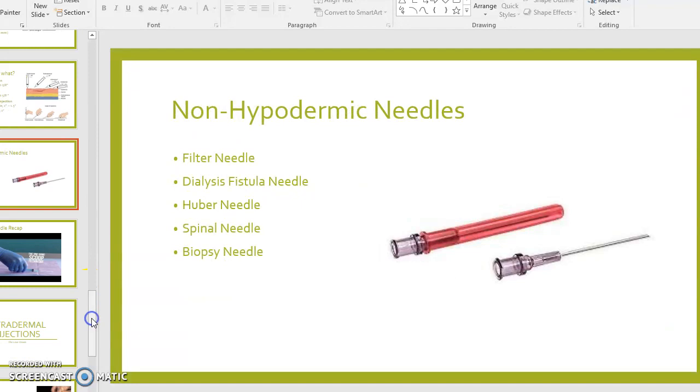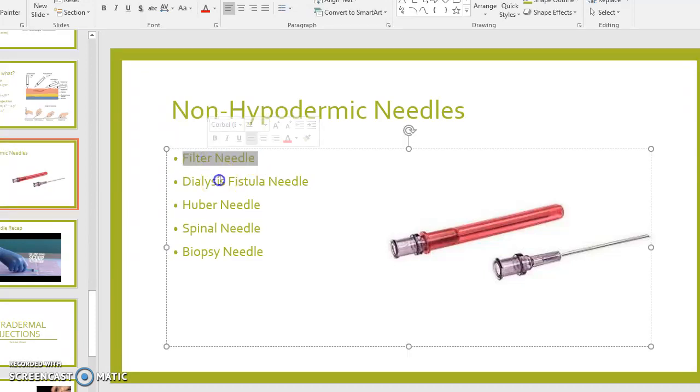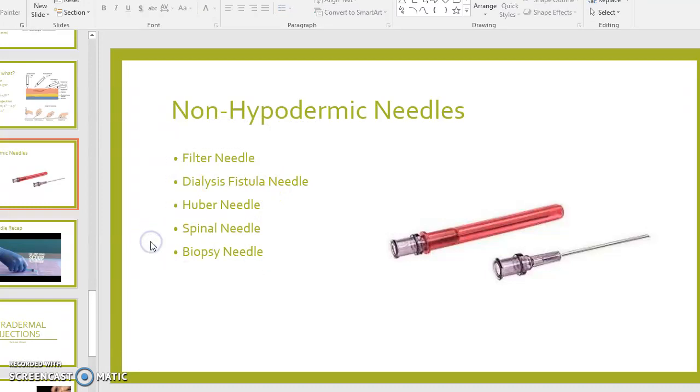Also, just so you're aware, there are different types of needles, and this is why you have to know that you're using a hypodermic needle whenever you're giving an injection. Well, how do I know the difference? You gotta read it. It should say hypodermic needle for injection or something like that on it. If it's a filter needle, a dialysis fistula needle, a Huber needle, a spinal needle, biopsy needle, any of those, that's not what you're going to use for an injection, okay? So you must make sure if you're giving an injection, very important, this might be on the quiz, you need a hypodermic needle.